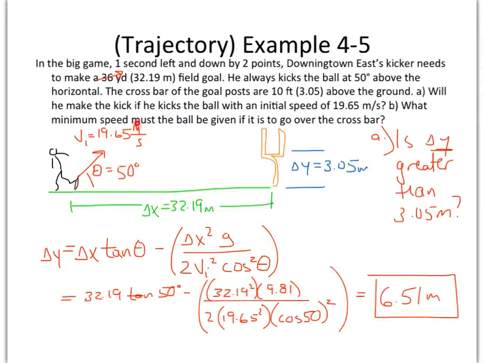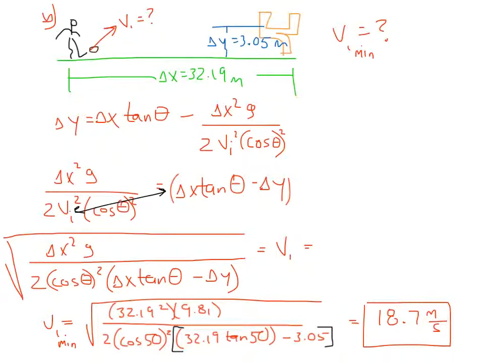But if you drop that velocity by just 1 meter per second, it's going to drop the height of it at the crossbar a whole 3 meters so that it just barely clunks over and wins the game. All right, so that's good news. In both cases, they win the game, but we have to know what that minimum initial velocity is for the kicker in Part B.